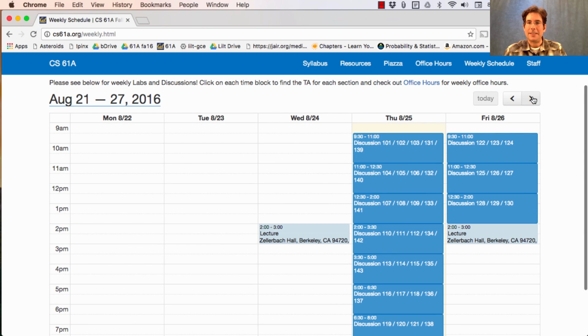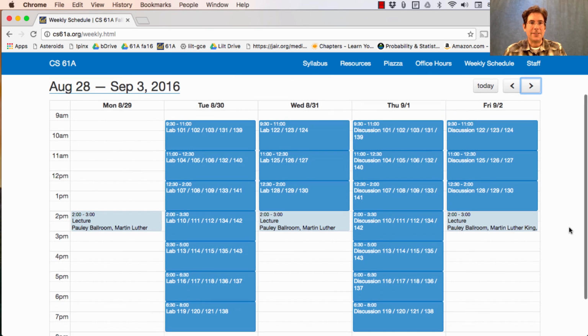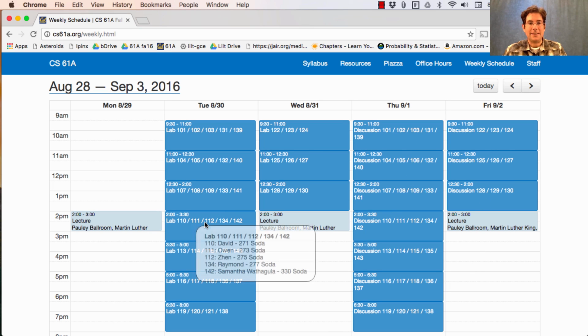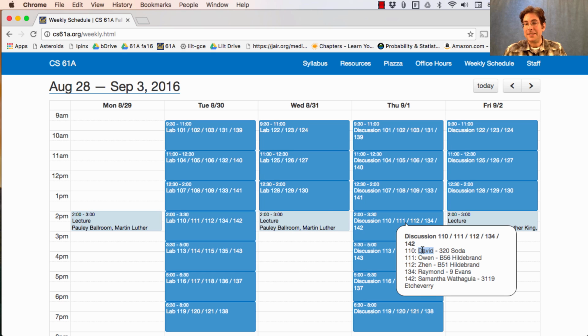cs61a.org/weekly.html. Okay, let's go to next week. And you'll see that there's labs on Tuesday and Wednesday, discussion on Thursday and Friday. If you're in lab 110, you can find the location and the teaching assistant there. You're also in discussion 110, which has the same teaching assistant, different location.